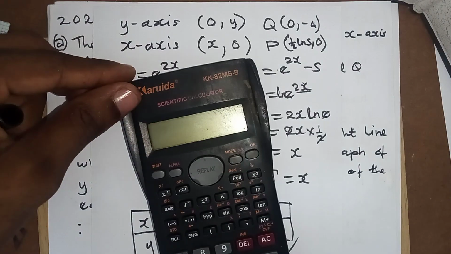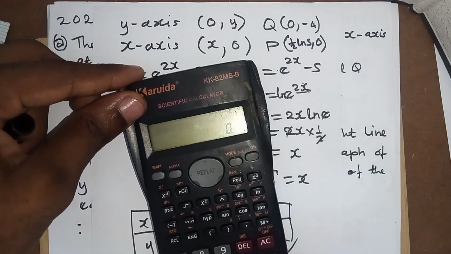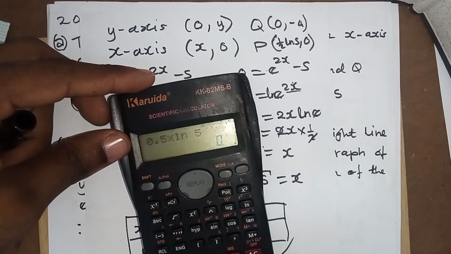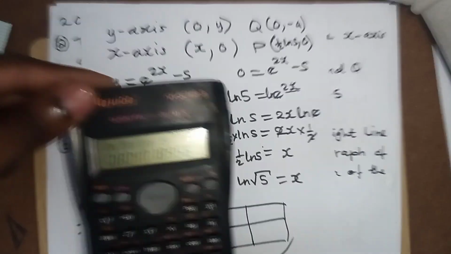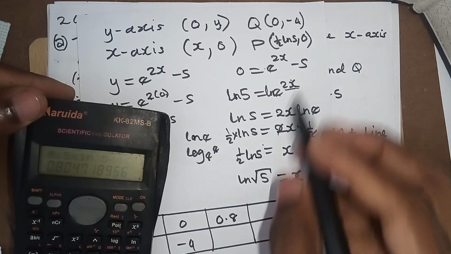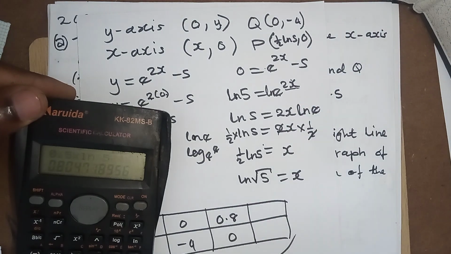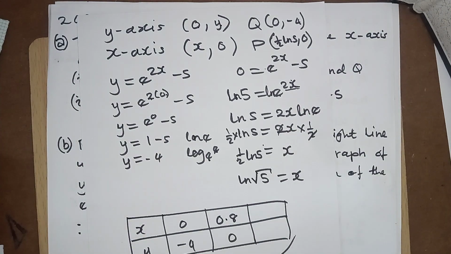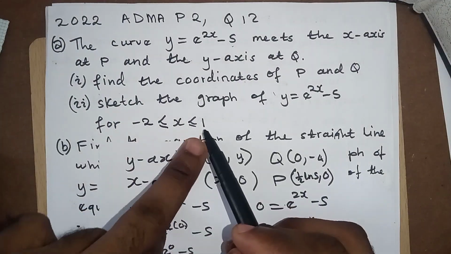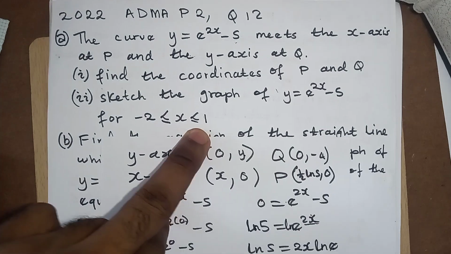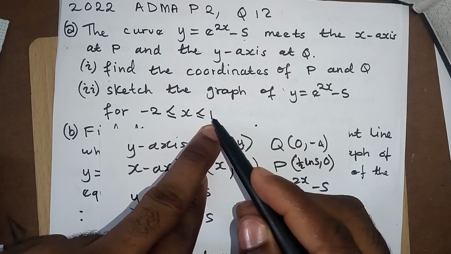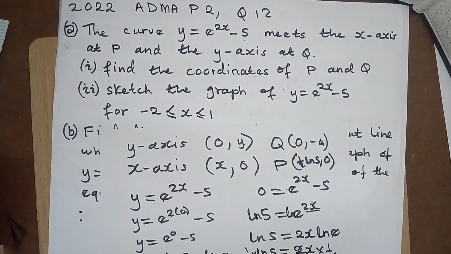This one here is like 0.5 multiplied by ln 5, which will be 0.8. So this is like 0.8, 0. And then you can find another point. Since the domain is from negative 2 to 1, you can find the highest point when x is equal to 1.